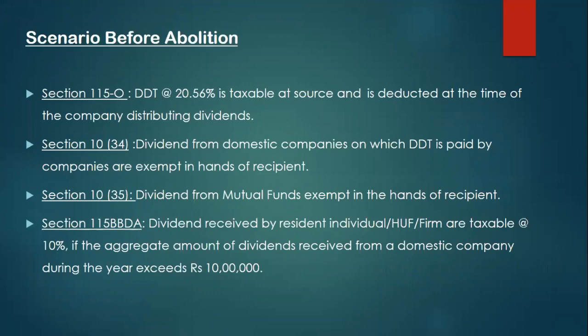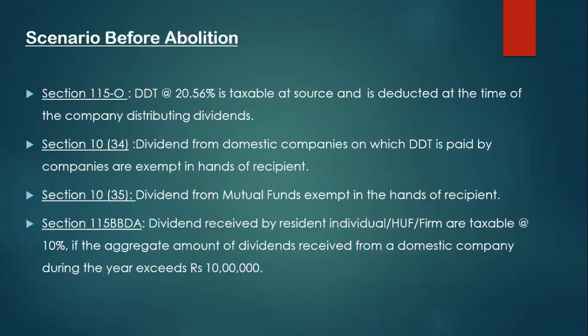We shall first discuss the income tax provisions which were applicable up to 31st March 2020, that is before abolition of DDT. We all know that dividend was taxable in the hands of companies at the rate 20.56%, which is inclusive of surcharge and cess. Then this dividend on which DDT is paid was exempt in the hands of shareholder by virtue of Section 10, subsection 34. Similarly, dividend income from mutual fund was exempt under Section 10, subsection 35.